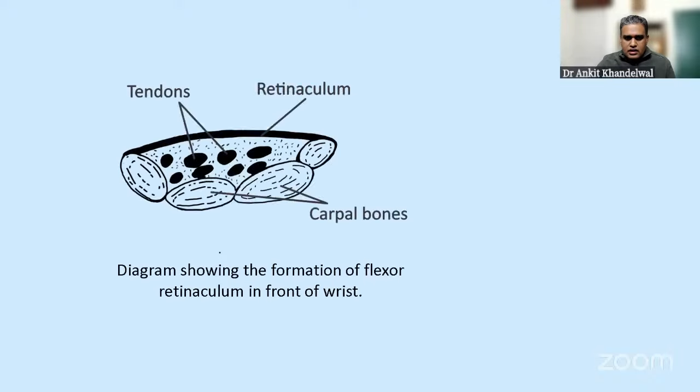Then you have the retinacula and the tendons over here. So what is retinacula? Retinacula is nothing but a modification of deep fascia. So that can also come as a question: what is the retinacula? It's just a modification of deep fascia. What is this deep fascia modification doing over here? These modifications help to keep the tendon in place.